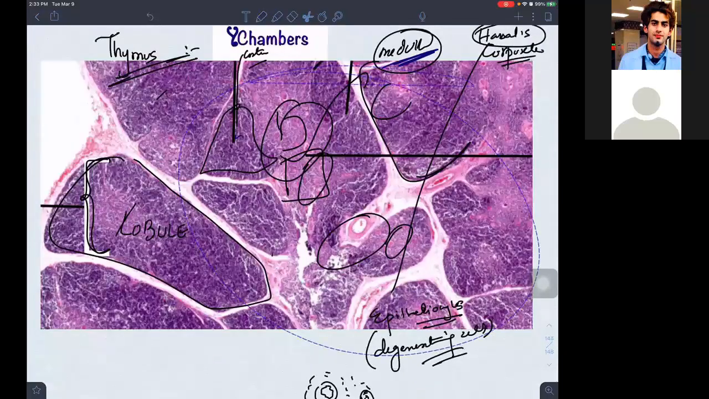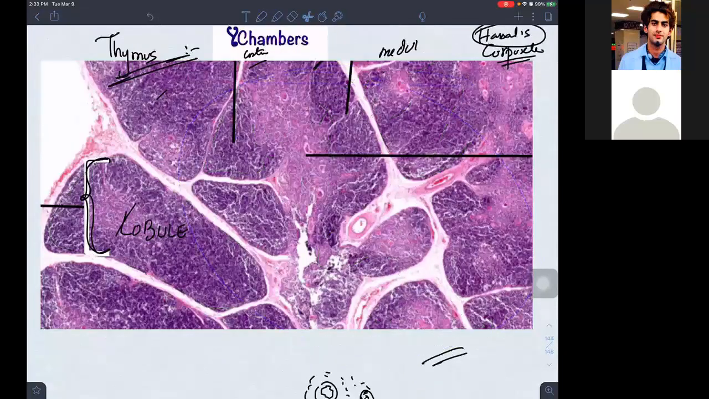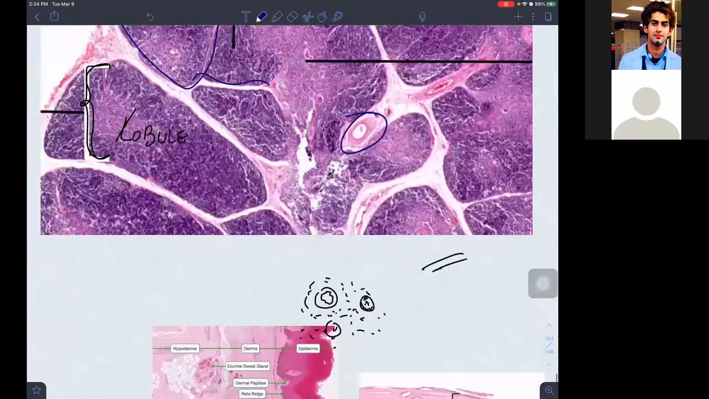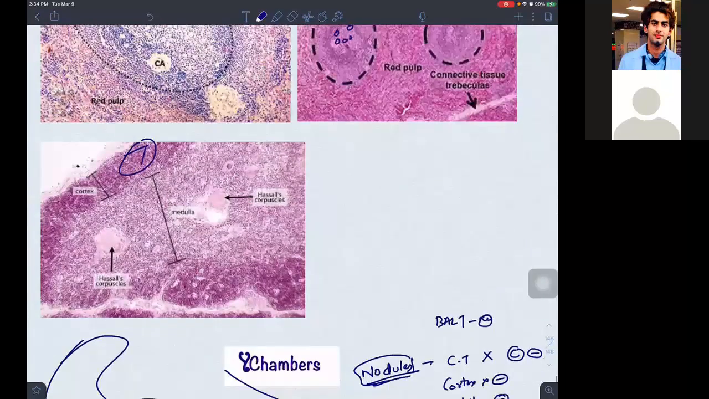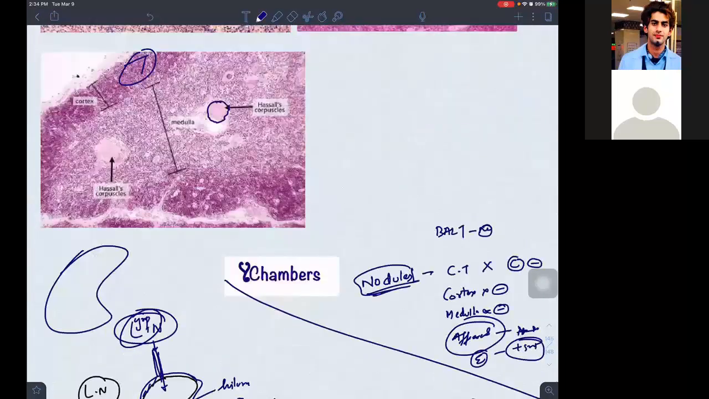Thymus is lobules, lobules is thymus. Understood? So you can see some thymic lobules. Some epithelio-reticular cells will be present. And yesterday I told you a thing about Hassall corpuscle. If I have a photograph, see, this is a thymus. Can you see these degenerating epitheliocytes? This is Hassall corpuscle.